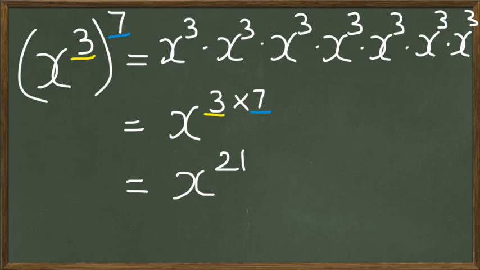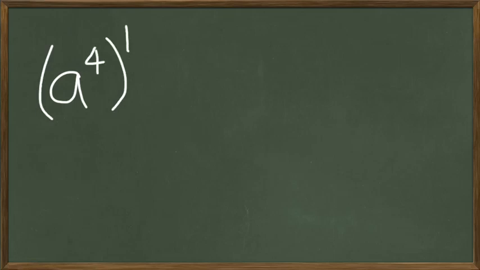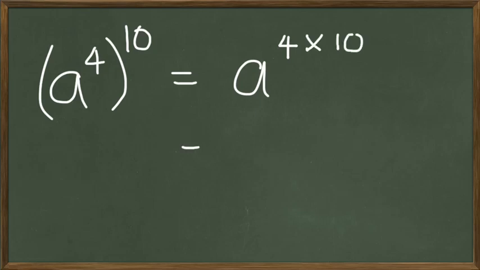Okay, moving on to another example. Let's just make things a little bit bigger. If we have a to the power of 4 to the power of 10, then obviously we do not want to be writing this in. So the way we would want to write this is a to the power of 4, and because it's power of power, we multiply the powers. And so the answer would be a to the power of 40.